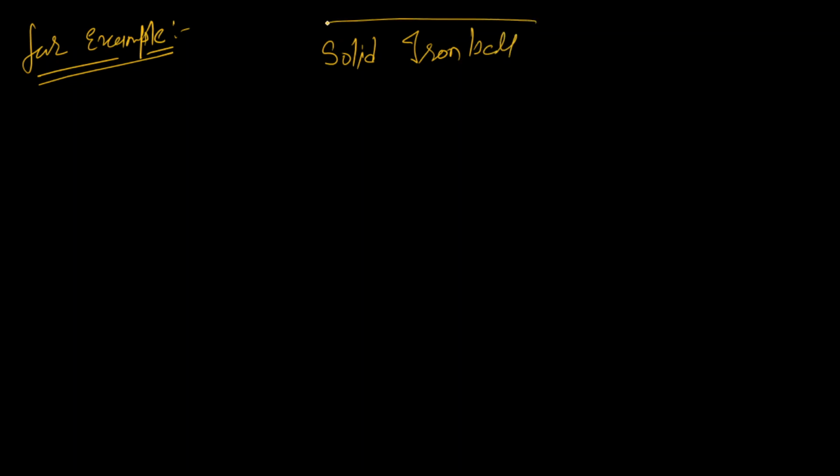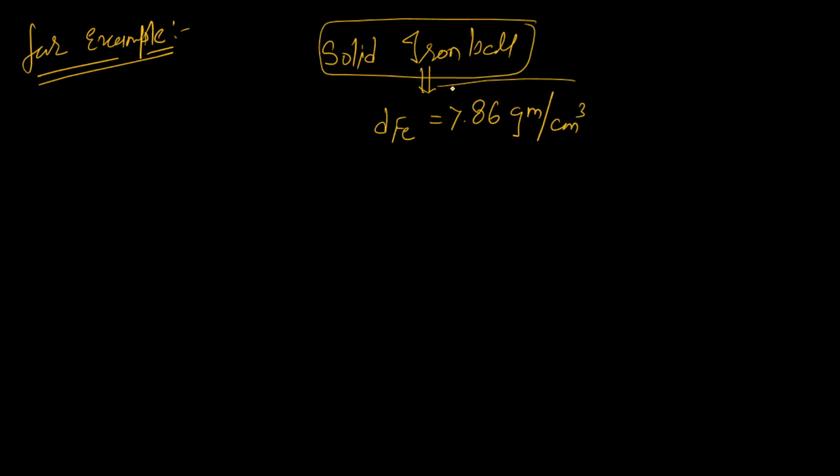Now we can understand this with an example also. For example, take a solid iron ball. Iron has a density, which is given, and you should also remember it because it's a very common example: 7.86 gram per centimeter cube. This is the density of iron.